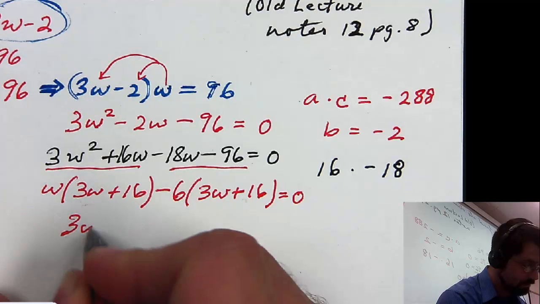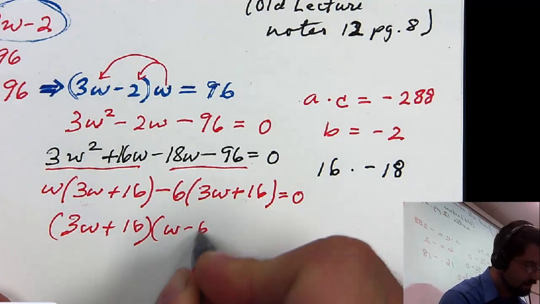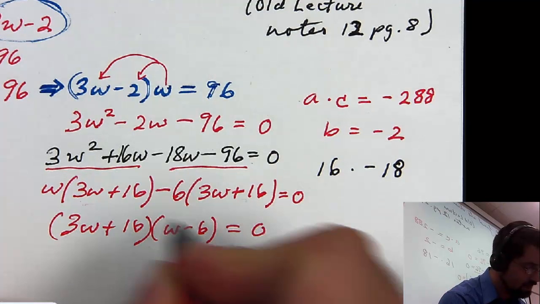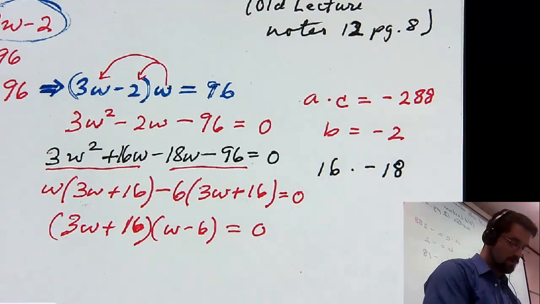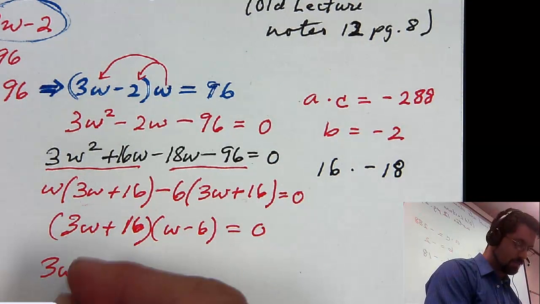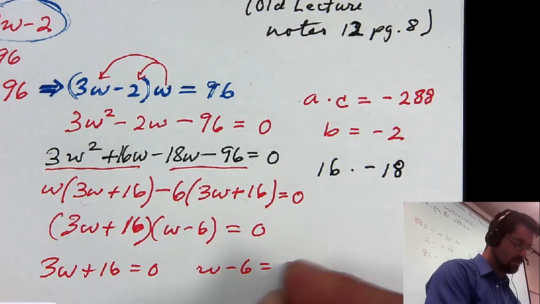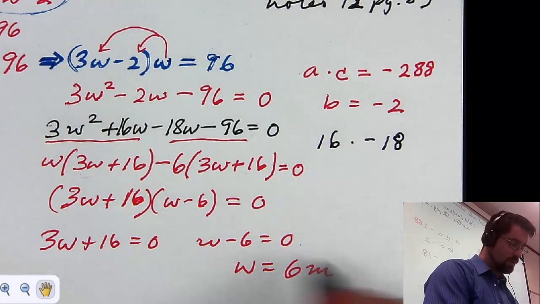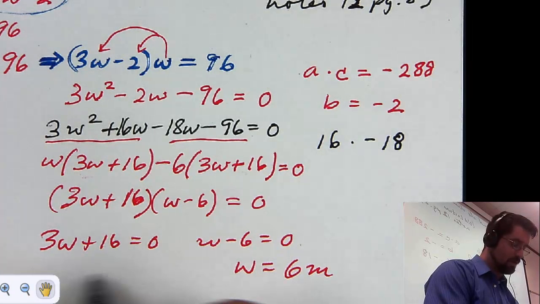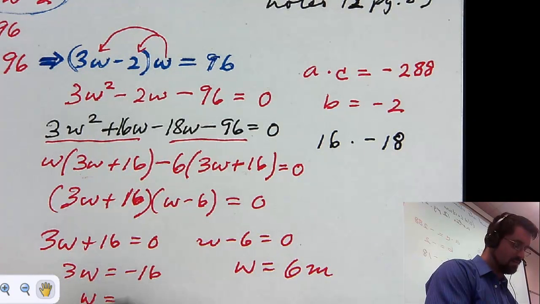All right, so what matches times what's left equals 0. And what do you do with each of these factors? Set them equal to 0. This ought to be interesting. So this one tells me that w is 6 meters. This one tells me that 3w is negative 16. W is negative 16 thirds.